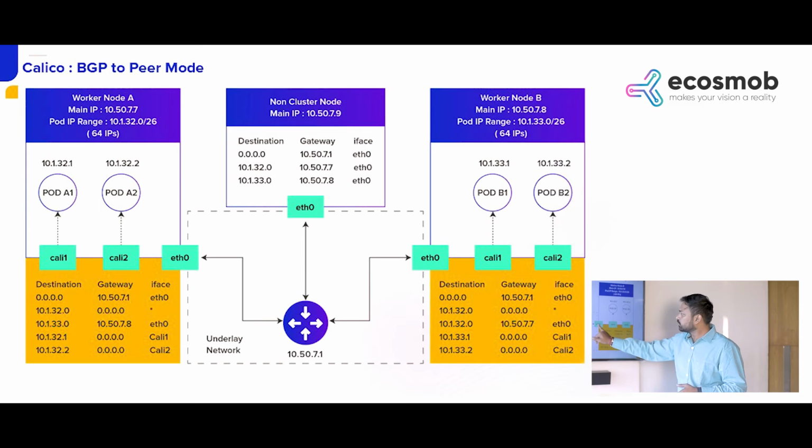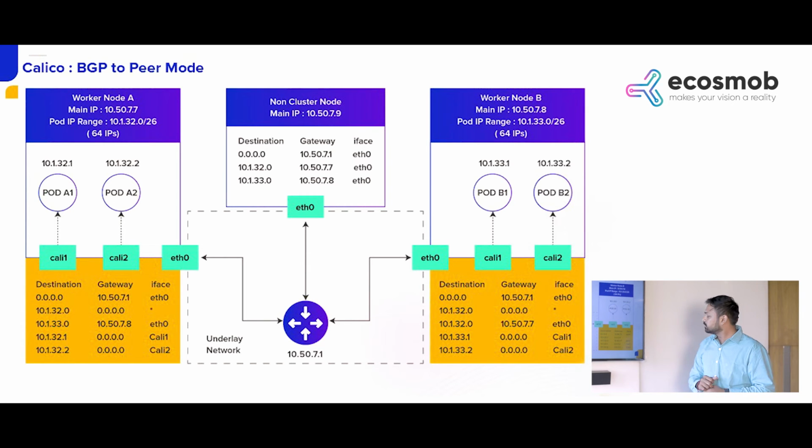So it will be sent from here and here to here. Okay. Same way, let's say that this worker node wants to go to the non-cluster node. So same thing, like there is a 10.50.7. So it will go from here and from here to the non-cluster node.